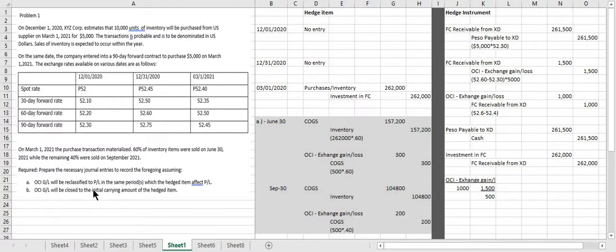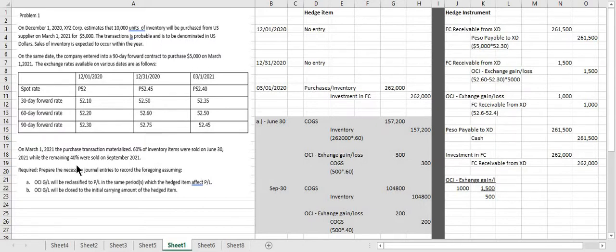or loss will be reclassified to profit or loss in the same periods which the hedged item affects P&L, and the other one is assuming that OCI gains or loss will be closed to the initial carrying amount of the hedged item. So actually, ito yung dalawang options na pinrovide ng standard on how to close the balance of the other comprehensive income gain or loss.